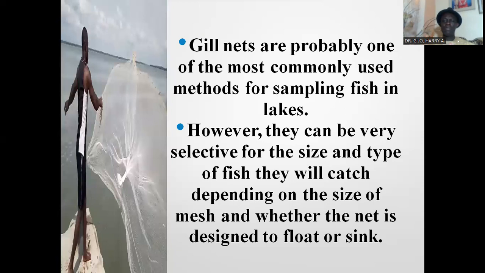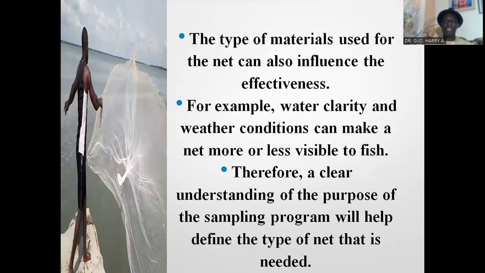There are some that are designed to float on the surface. Those do not have anchors. They float and drift along with the water, while there are others that sink, and such ones are anchored in place and remain stationary. So depending on how the net is designed, the type of fish that is caught varies. Those that float can catch different types of fish from those that sink to the bottom. The type of materials used for the net can also influence the effectiveness of the net.